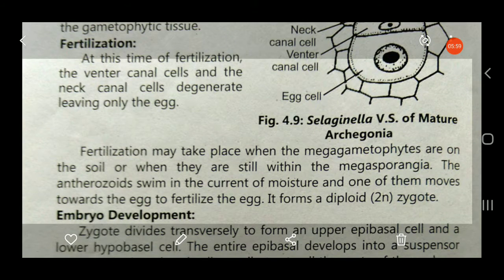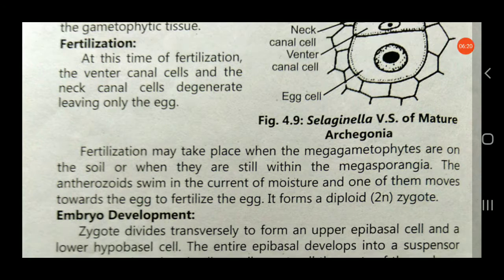Fertilization may take place when the megagametophytes are on the soil, or when they are still in the megasporangia. When they are inside the megasporangia, fertilization takes place, or when the megaspores are released from the megasporangia and fall on the soil, there will be chances of fertilization.